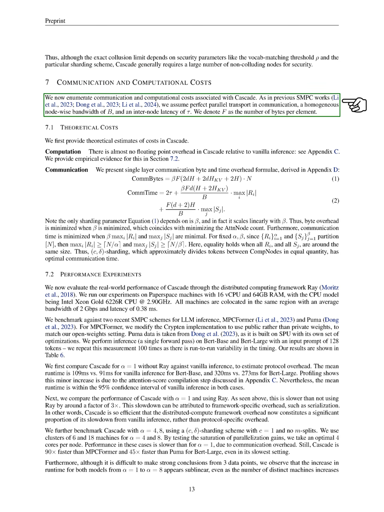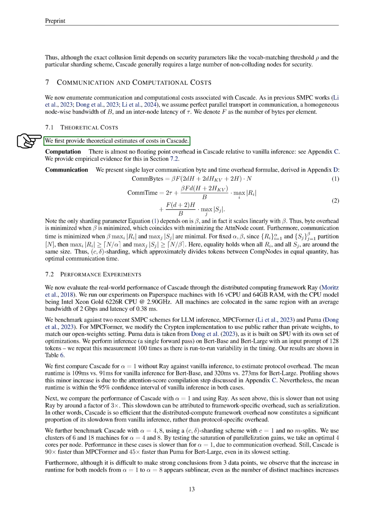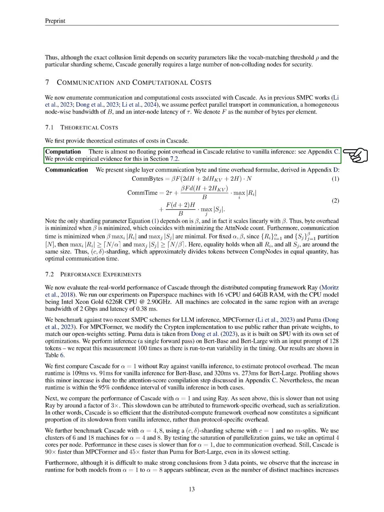Next, we outline the communication and computational costs associated with Cascade. We assume ideal communication conditions, with a consistent bandwidth and latency between nodes. We define the size of each element in bytes as F for theoretical costs. We first estimate the costs in Cascade. We find that there is minimal computational overhead compared to standard inference. We provide evidence for this in our benchmarking section.